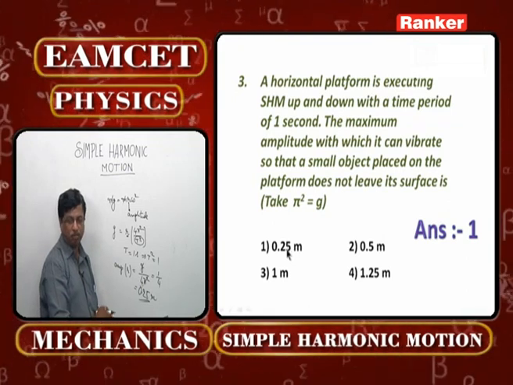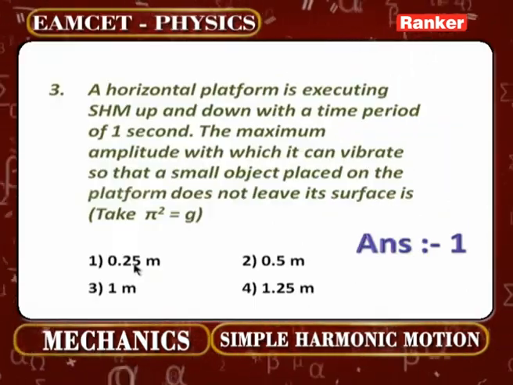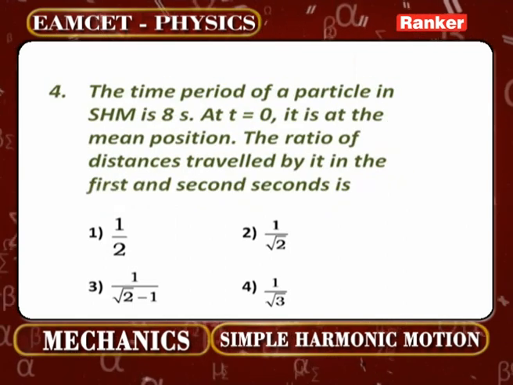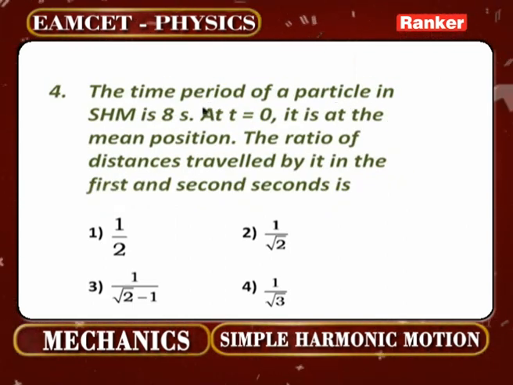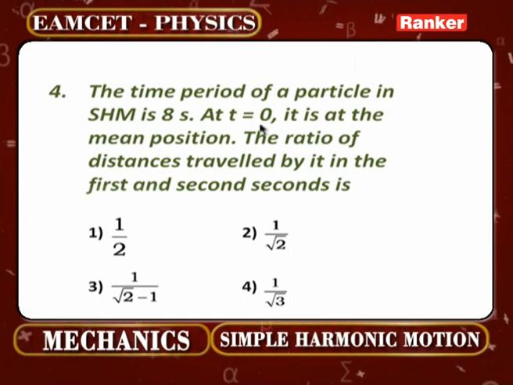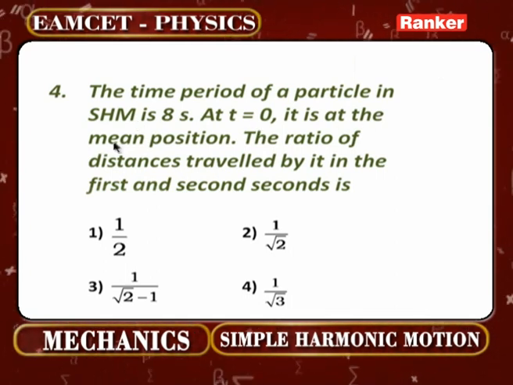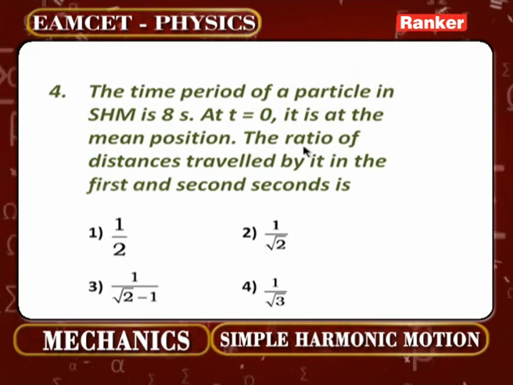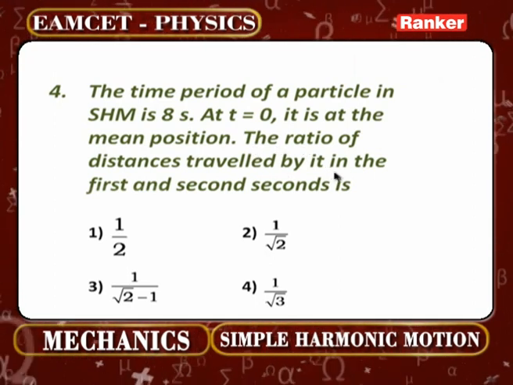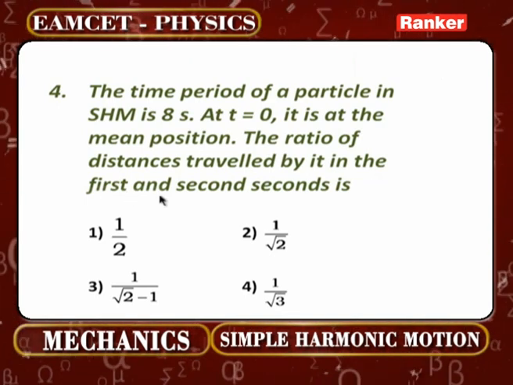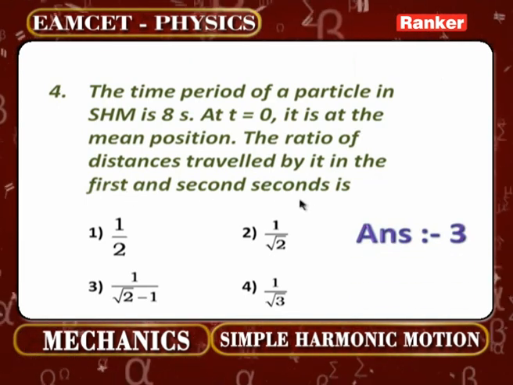That is for problem number 3. Let us now check the very next problem, problem number 4. The time period of a particle in SHM is 8 seconds. At t is equal to 0, it is at the mean position. That means it is starting from rest, it is understood. The ratio of distances travelled by it in the first and second seconds is how much?